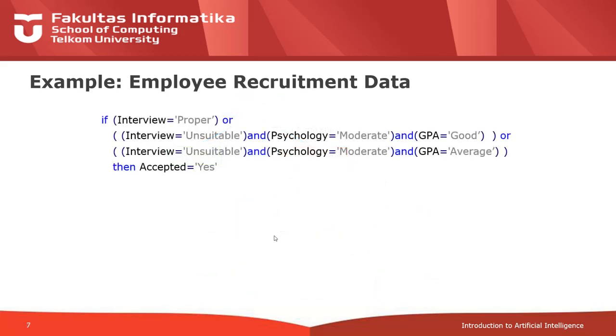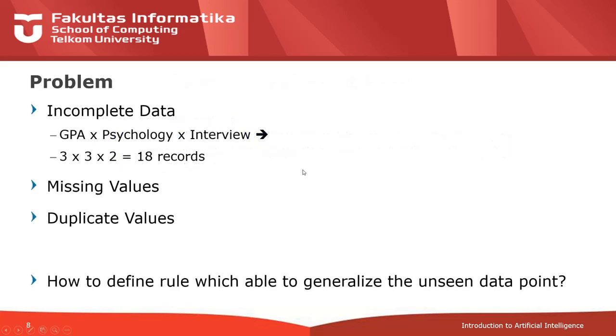Okay. And if we turn that decision tree into a programming language, then we can write it down like this. As you can see, it can get complex, but it can also be flexible. But the problem with this is that we have incomplete data. Sometimes there are missing values, and then sometimes we have duplicate values.